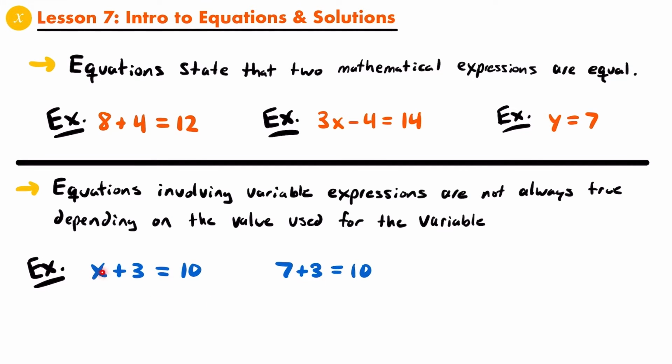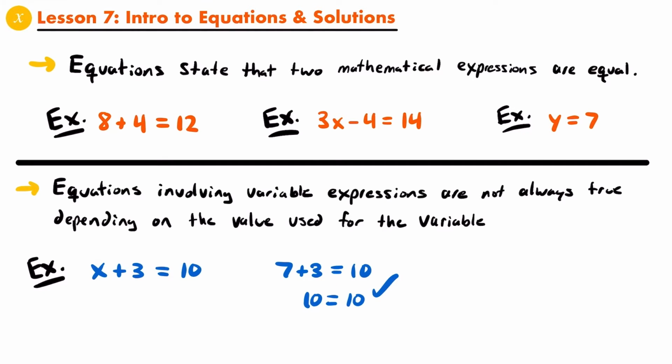All right, I just replaced this x with 7. And then if you simplify this, 7 plus 3 is 10, so you do get 10 equals 10. That is a true statement. 10 is equal to 10, and so we would say that the equation is true.